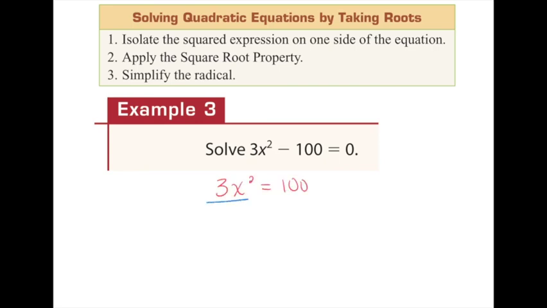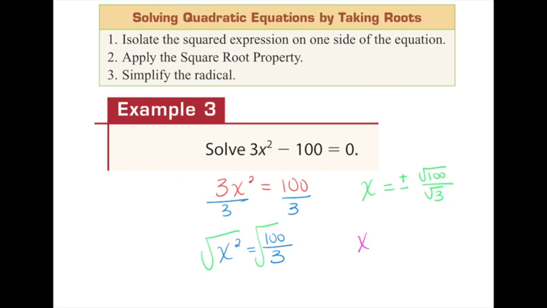And then I am going to divide by that 3. And now I have the x squared completely by itself, and I can take the square root. So if I take the square root of both sides, I get the x by itself. And I get, don't forget, the positive or negative root of the square root of 100 over the square root of 3. Square root of 100 is one that hopefully you know. Plus or minus 10 over the square root of 3.